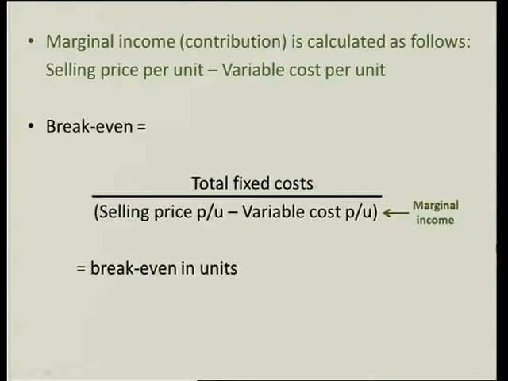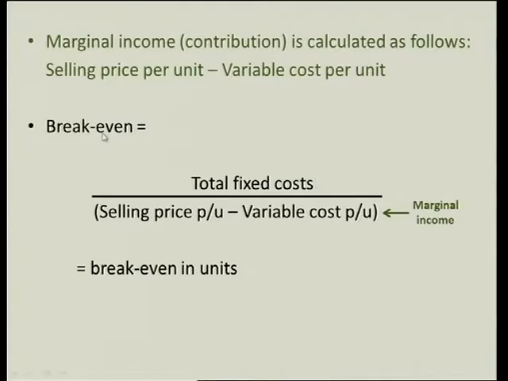So what is marginal income then? Marginal income is calculated as follows: selling price minus variable cost per unit. So you take your selling price per unit and you minus your variable cost per unit and you get your marginal income. So your formula for break even, maybe you want to write this down somewhere.